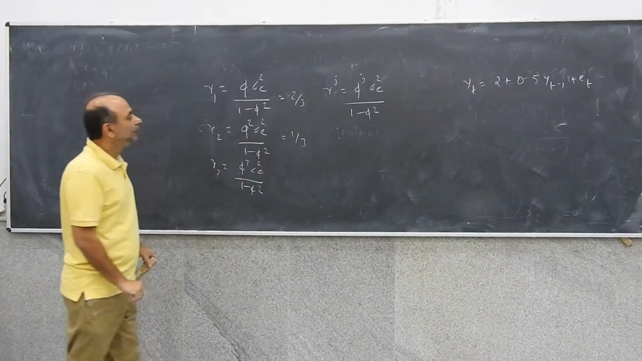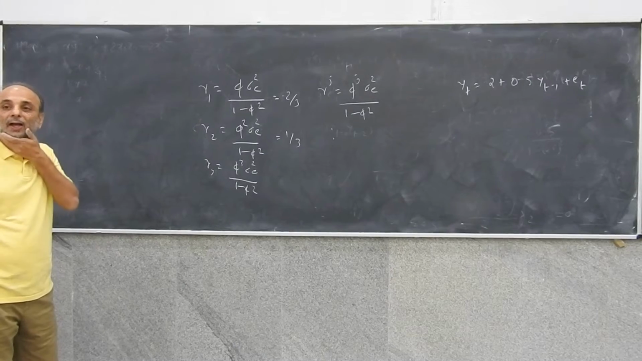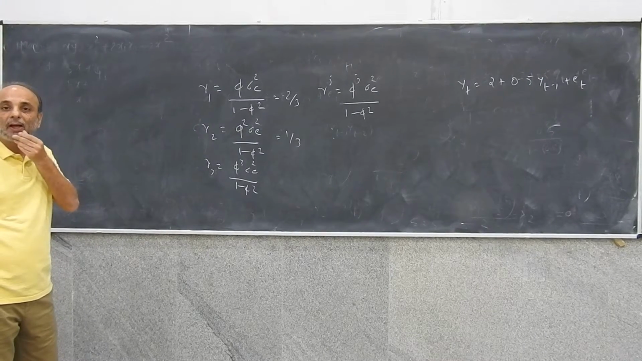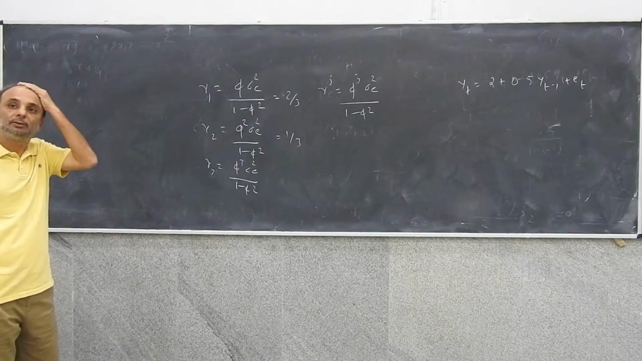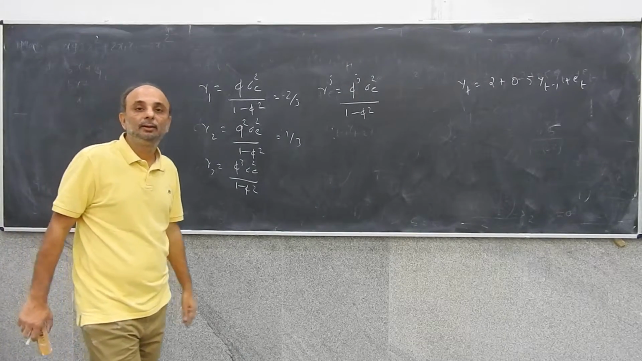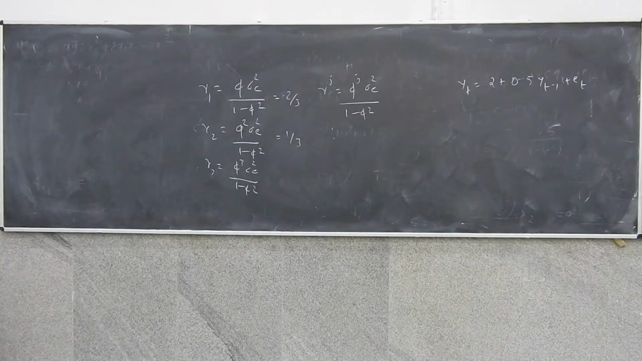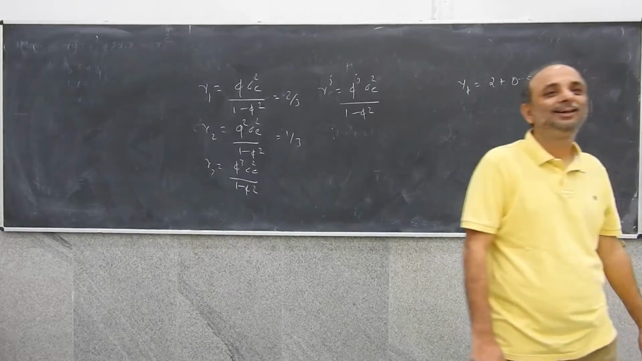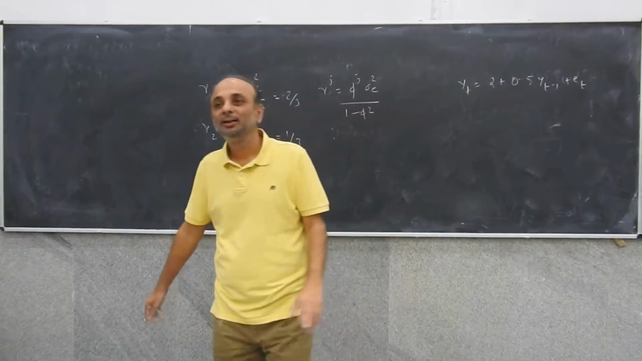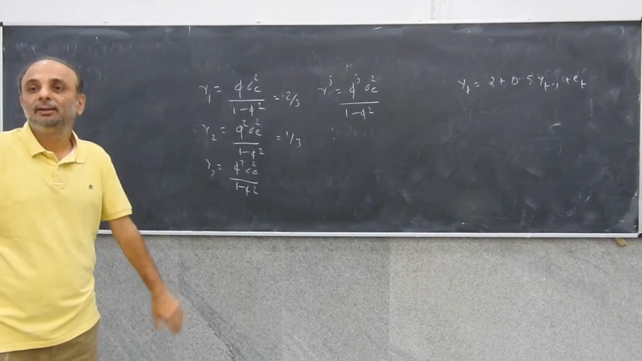What will be gamma 3? What will be gamma 3? One by 6? Do all of you have a cell phone? Please take your cell phone out. Such a simple sum to do, no? But this is a very important idea, so please understand this carefully.